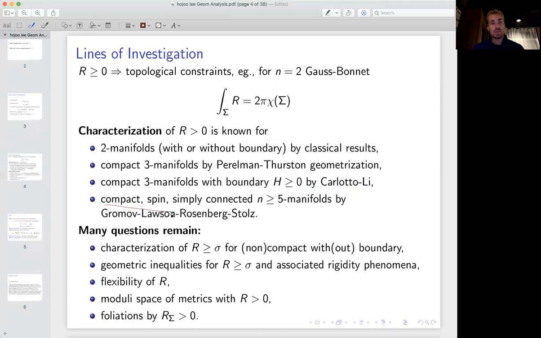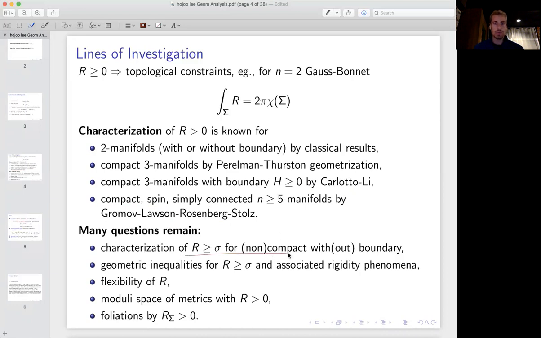And then for the spin case, if the manifold is spin, simply connected and compact, then if the dimension is greater or equal to 5, a full understanding of what are the obstructions, etc., was achieved by Gromov, Lawson, Rosenberg, Stolz. But of course, many questions remain.